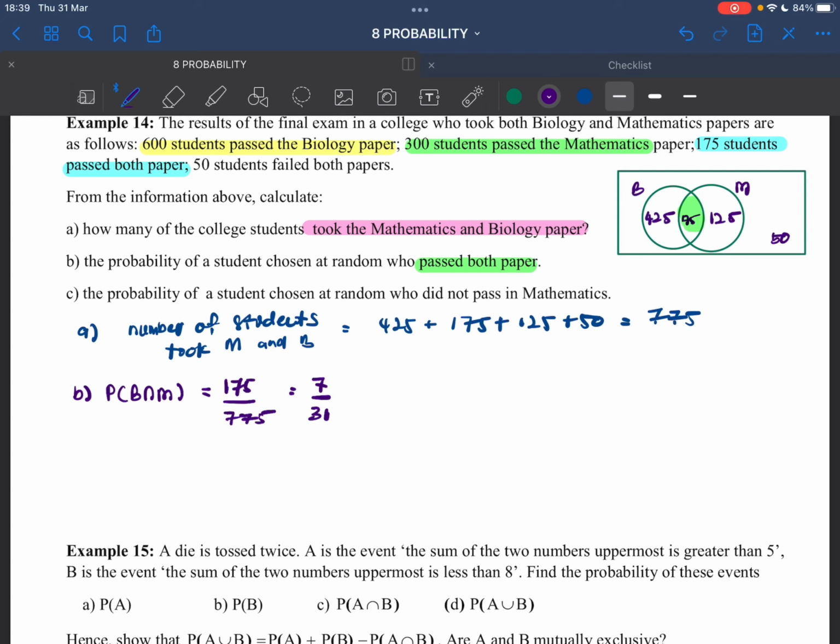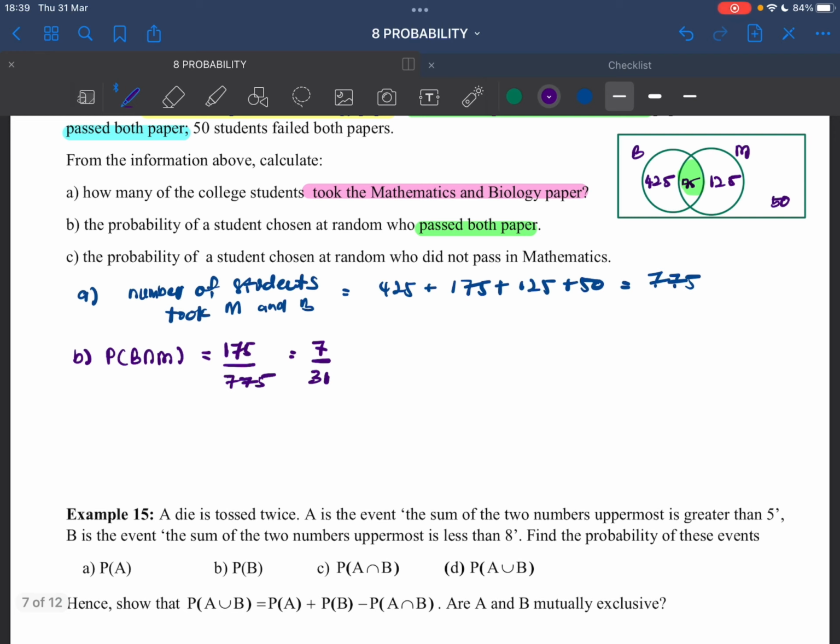Now let's see the last question here. Find the probability of a student chosen at random who did not pass in mathematics. Did not pass in mathematics, which is P(M prime). You know that the formula for P(M prime) is equal to 1 minus P(M). So what you are going to find here is the probability of M.